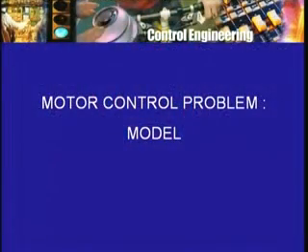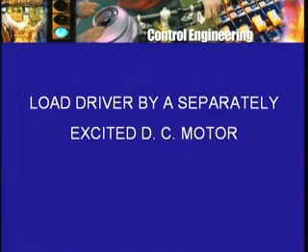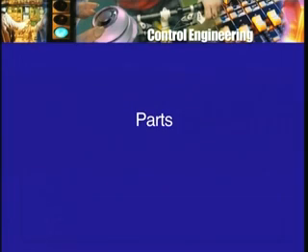After this short exposure on mathematical modeling of physical systems, let's get back to our motor control problem. What is it that we are going to model there? Our problem consists of driving a mechanical load by the separately excited DC motor. What are the various parts of the motor and of the load for which we can write down equations, and then perhaps we can combine them into one or more equations.